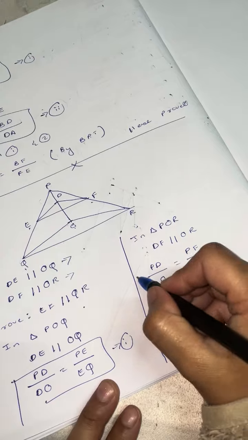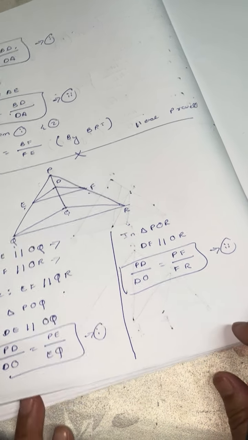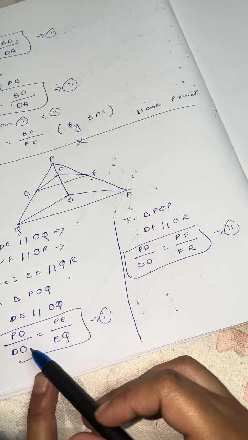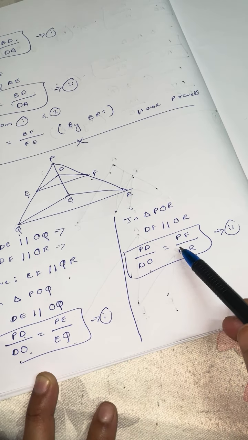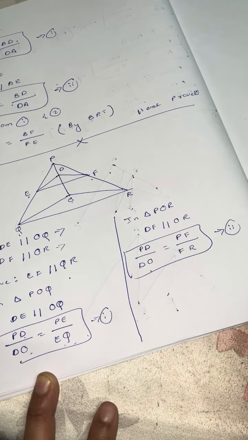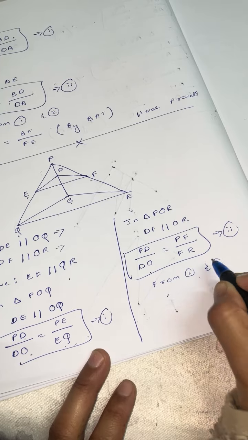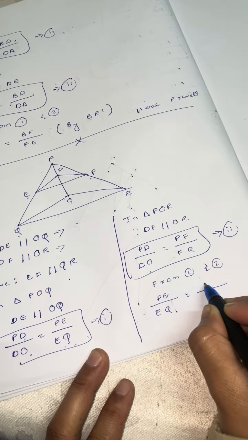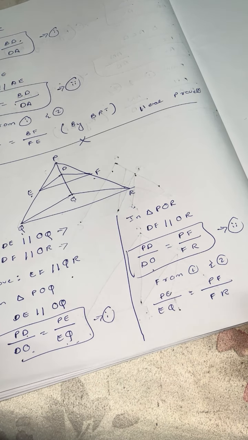That is equation 2. Now look at equation 1 and equation 2. Is there anything similar? Yes. Hence, if they are equal, can I say PE is to EQ, and can I say PF is to FR? Yes, I can say that, right? From 1 and 2, that is PE over EQ equals PF over FR.